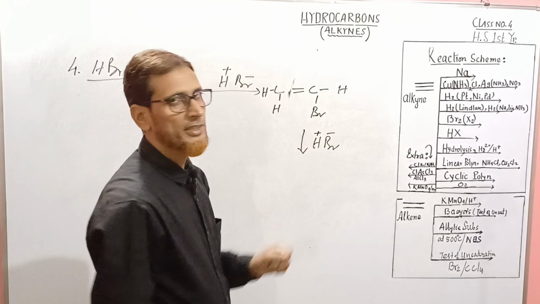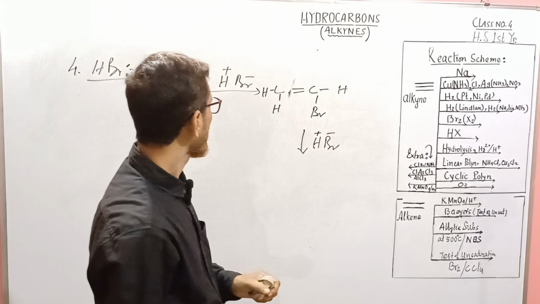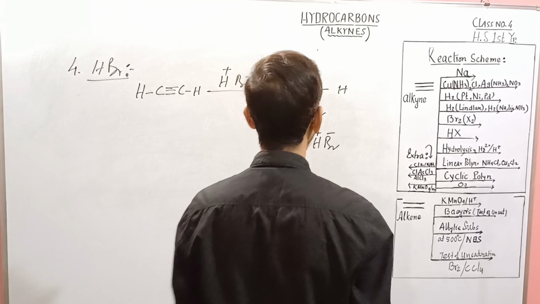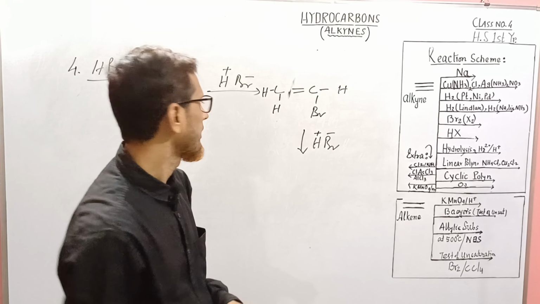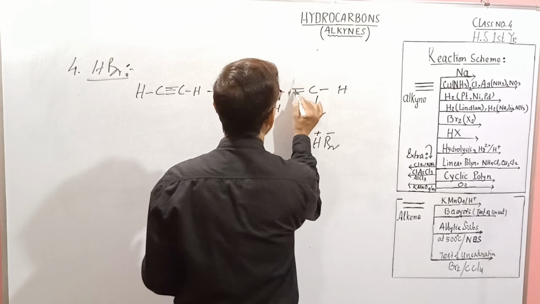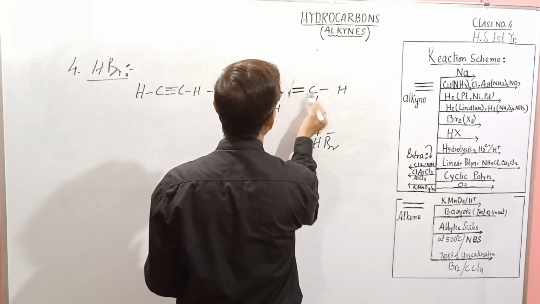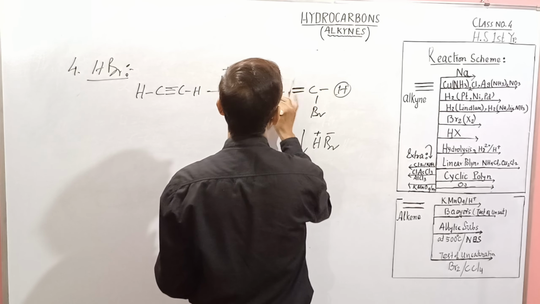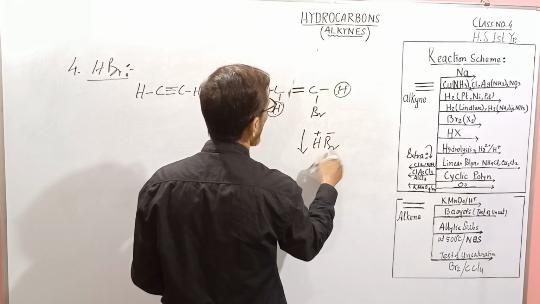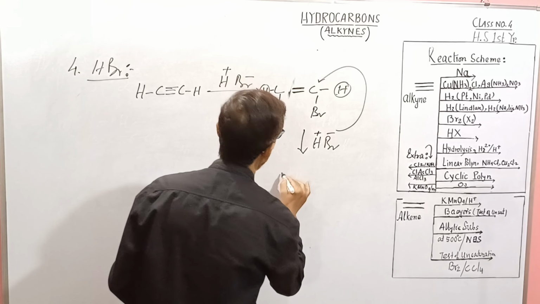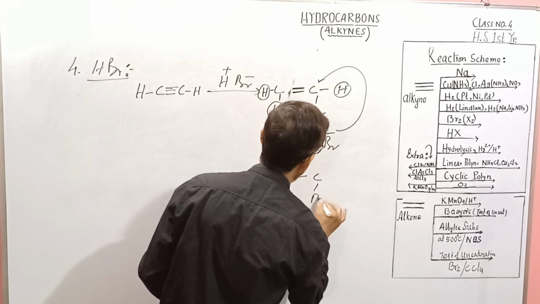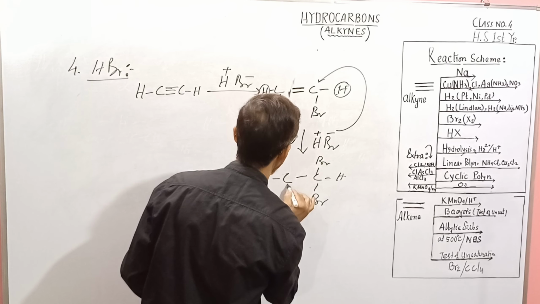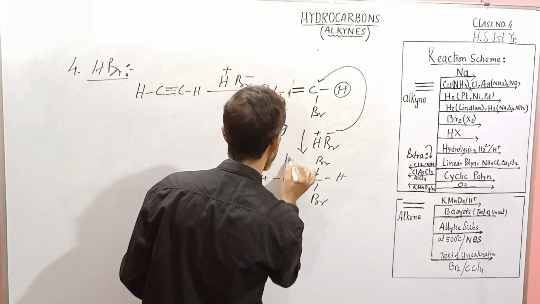So the negative part will get attached to the carbon which contains less number of hydrogen. Here there is a double bond; on both sides of the double bond there are two carbons. One carbon has two hydrogen and the other carbon has one hydrogen. Am I right? Two hydrogen, one hydrogen. So that negative part will get attached to the carbon containing less number of hydrogen. So what you get here is bromine, bromine, H, and here H, H, and that H will be here.